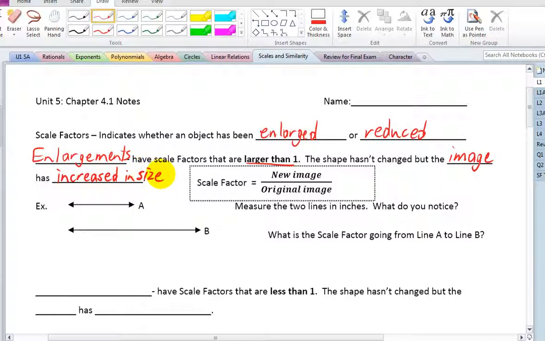Now to find your scale factor, you take a dimension of your new image and you divide it by a dimension from your original image. Measure these two lines in inches, and what do you notice? This is 1 inch. This is 2 inches. Is that correct? Measure it. You need to know how to measure in grade 10, so this is your practice. Go ahead and do it.